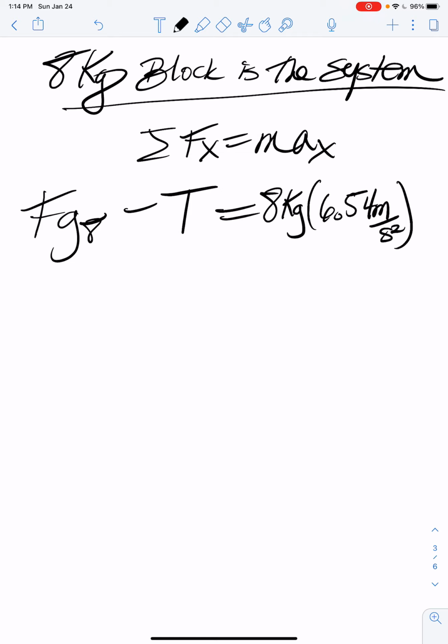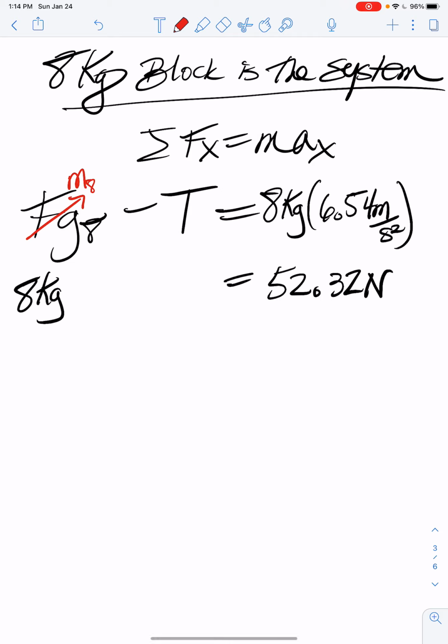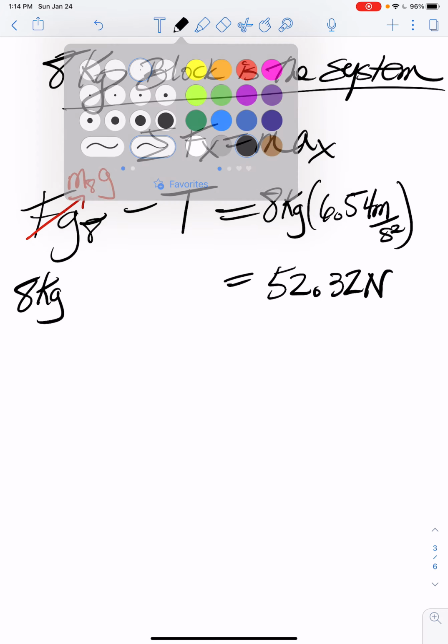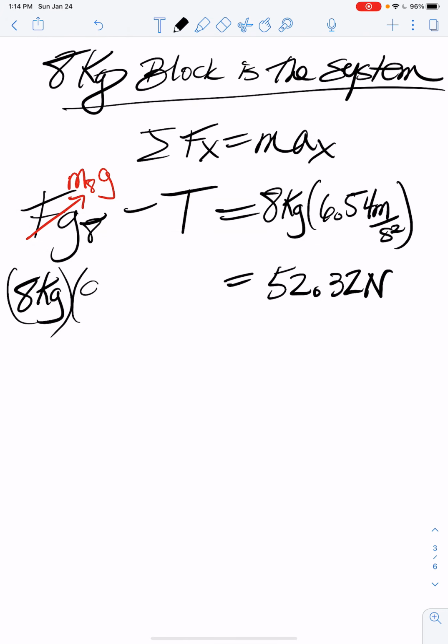Multiply that by 8 is 52.32 newtons. Over here we have the mass of block 8, because Fg is the same as mg, right? M8 times g. So I have mass 8 kilograms times 9.81. Sign was already applied, so we don't have to worry about that. Minus tension.